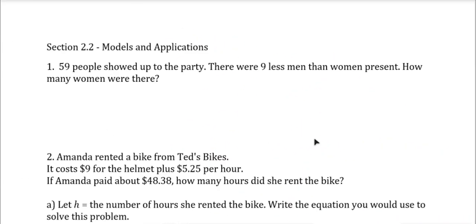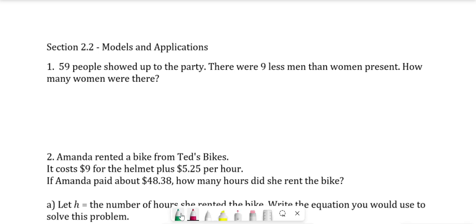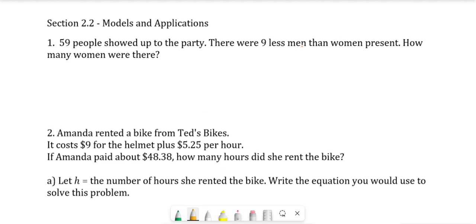Question number 1 says 59 people showed up to the party. There were 9 fewer men than women present. How many women were there? So we'll assume the gender binary for these problems because that's going to be a tacit assumption and for no other reason. I think we can skip a picture for this problem, but let's identify the key players. There are 9, actually this should be fewer, let's use proper grammar here, 9 fewer men than women present. Less is for magnitude, fewer is for count.